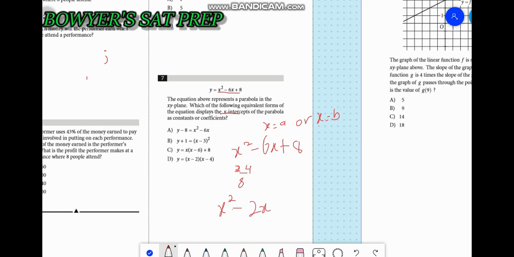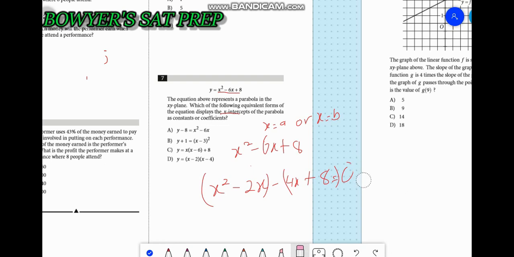So you can write x squared minus 2x minus 4x plus 8 is equal to 0. Then we factor: x times (x minus 2) minus 4 times (x minus 2), so we have (x minus 2)(x minus 4). So you've gotten the x-intercepts. x is either 2 or x is 4. So this is our answer.